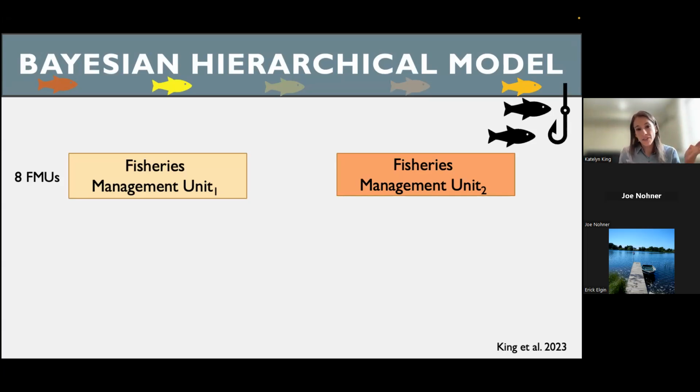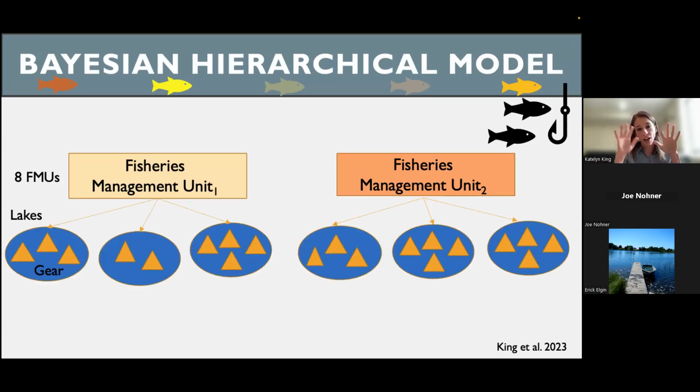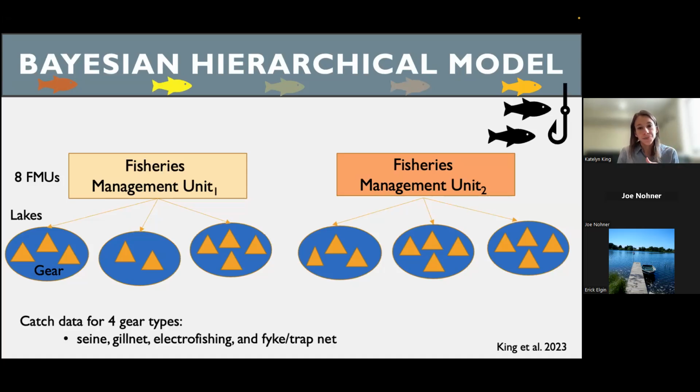state. And then if you think about nested within that, you've got all of your lakes, and nested within lakes, you have different samples using different gears. And we wanted to be able to capture all of those gears, not just select one, and be able to look at differences across gear types as well. And so we have data for seine, gillnet, electrofishing, and pike and trap netting. So you'll see some results from all of those different types of gears.